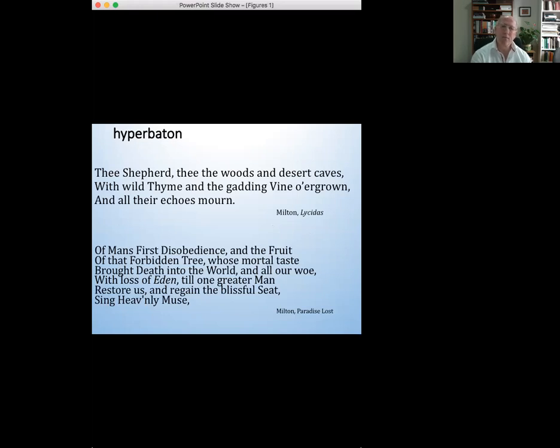For example, to return to Milton's Lycidas, Milton writes, "Thee, shepherd, thee the woods and desert caves with wild thyme and the gadding vine overgrown, and all their echoes mourn." Now, that is an unusual word order because the verb comes at the end. A more common word order would be, the woods and caves and all their echoes mourn thee.